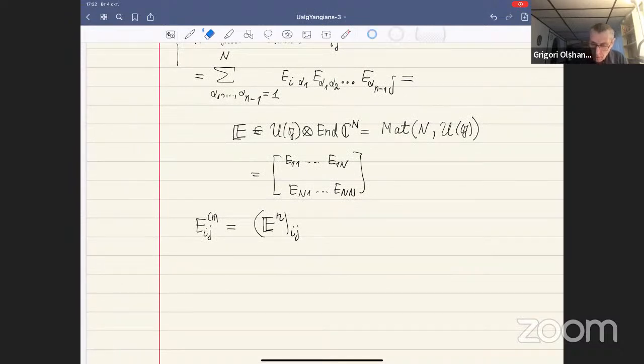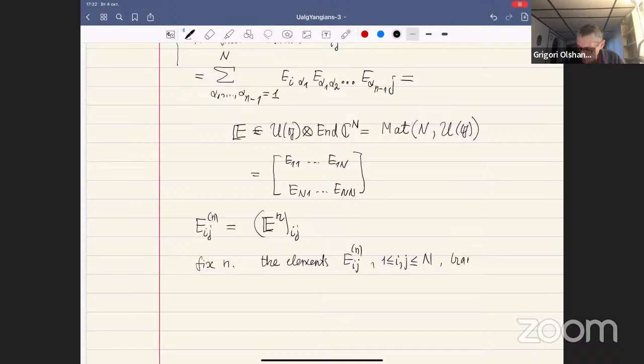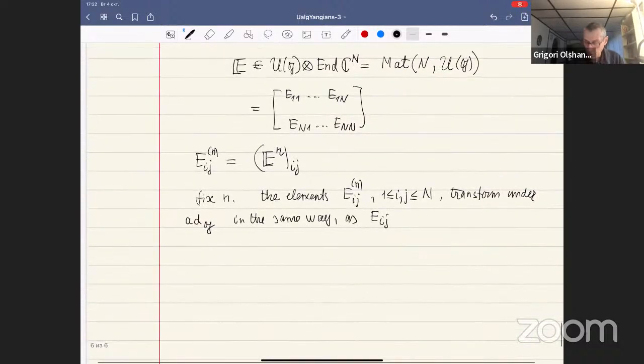Okay. Now my claim is as follows. Fix, and then the elements, where i and j are as before, transform under the adjoint representation in the same way as the matrix units themselves. So this means that we have the following.